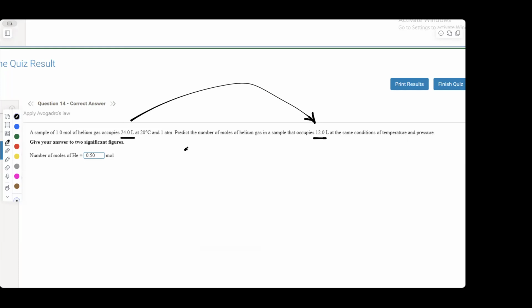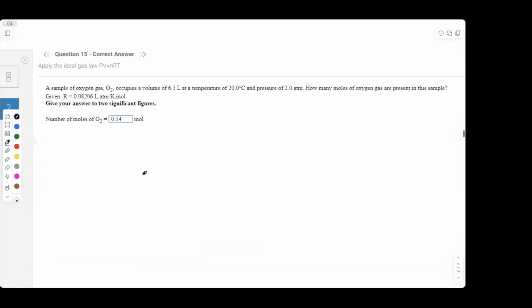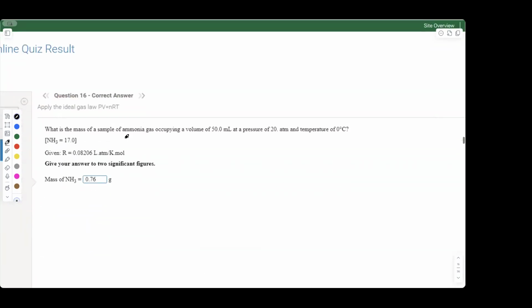The relationship this time is between volume and the number of moles. Number of moles, the same thing. We answered all this. What is the mass of a sample of ammonia gas occupying a given volume? Now this is the one where I'm going to say PV equals nRT directly. There is no change in any of the conditions.